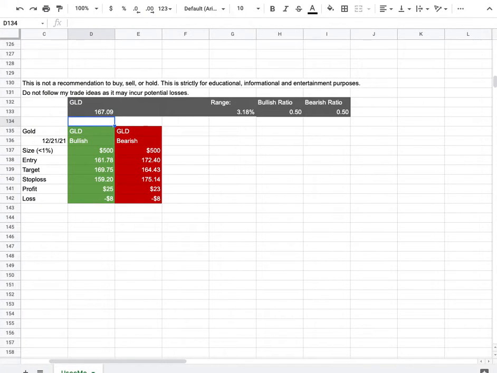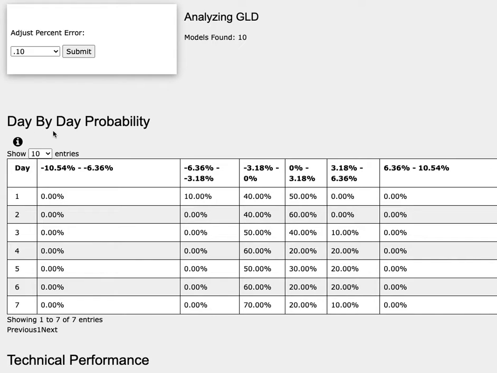So how did I develop these trade ideas? It all comes from the day-by-day probability model. As we progress to the 5th day or week of trading, gold futures has a 30% chance to climb between 0 to 3%, a 20% chance to climb between 3 to 6%, and to the downside has a 50% chance to fall between 0 to negative 3%.